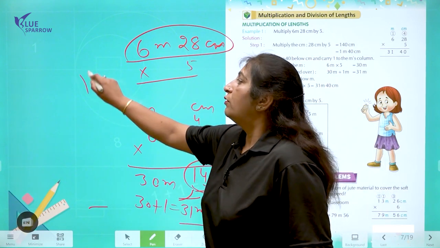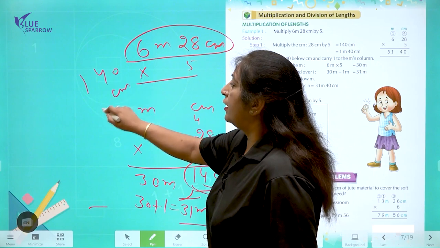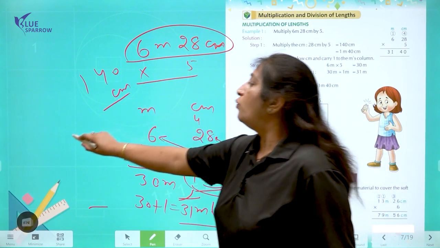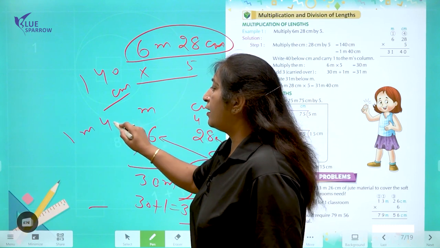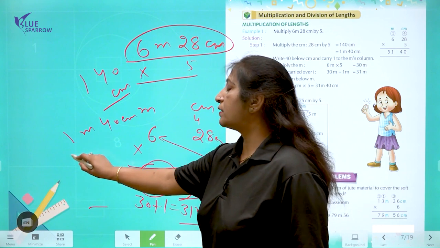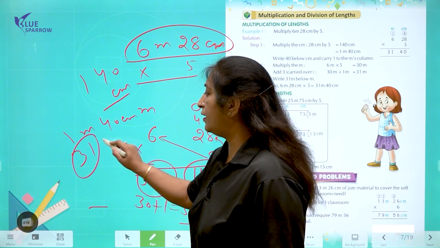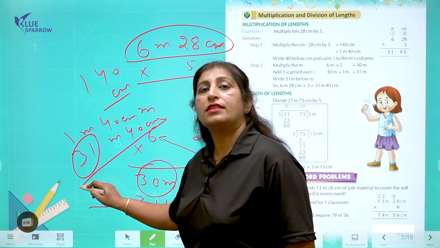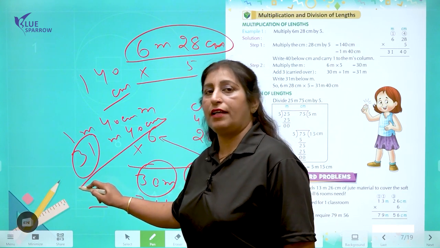You can convert 140 centimeter into meter by dividing it by 100 and you get 1 meter and 40 centimeter here. And 30 meter were already there. So 30 plus 1 gives you 31 meter, and 40 centimeter would be written as it is. So your answer is 31 meter 40 centimeter.